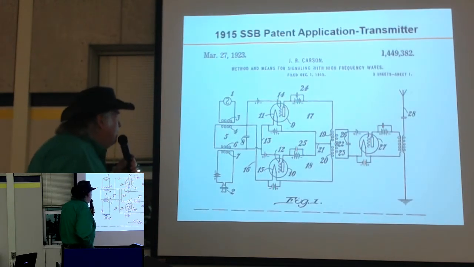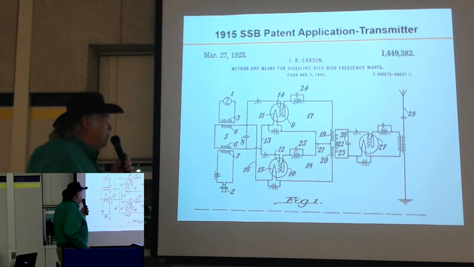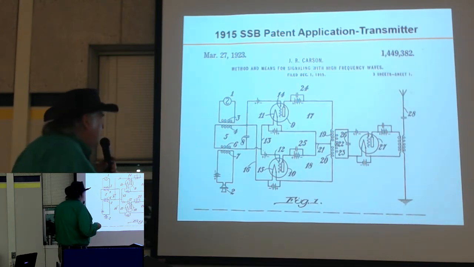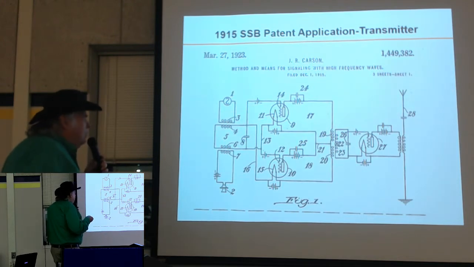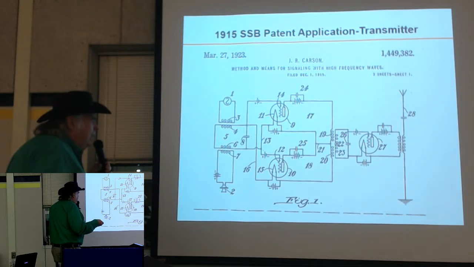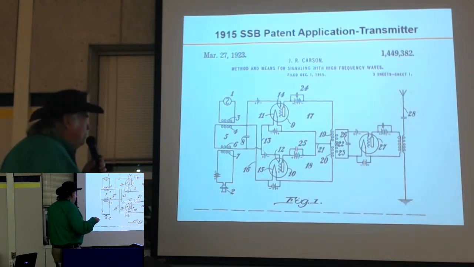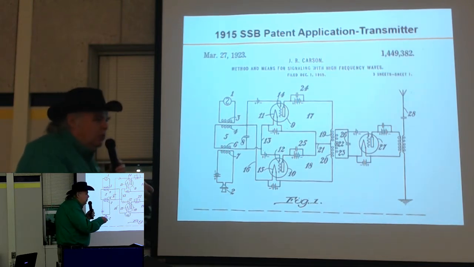So this is a copy of the first page of Carson's patent application for single sideband. And you'll notice here, these vacuum tubes basically make a balanced mixer. Here's his RF amplifier, his antenna circuit. And the thing to note in terms of how this is a balanced modulator, the RF is fed in parallel to the grids of the two tubes. This little capacitor here, number 8, and the audio is fed in kind of push-pull.